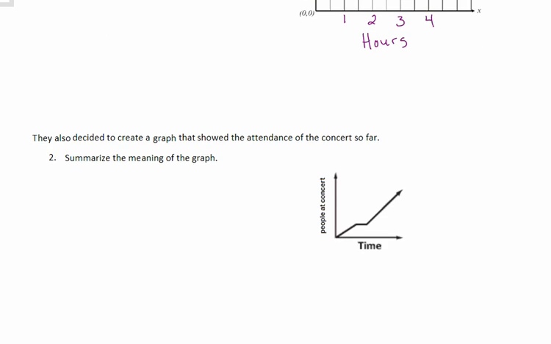All right, looking at number 2, they actually have a graph here that shows the attendance of the concert so far. So we're supposed to look at their graph and summarize that meaning. We're going to interpret what this means. Well, we're comparing time versus the people at the concert. Looks like it's steadily increasing. Then all of a sudden, so we had people steadily attending, and then it looks like no one came through the doors right here. We still have all of these people here, but no one came through the doors, and then at this time, we had a pretty good increase. All right, this is a pretty small amount of time right here. So how do we put that together as a meaning?